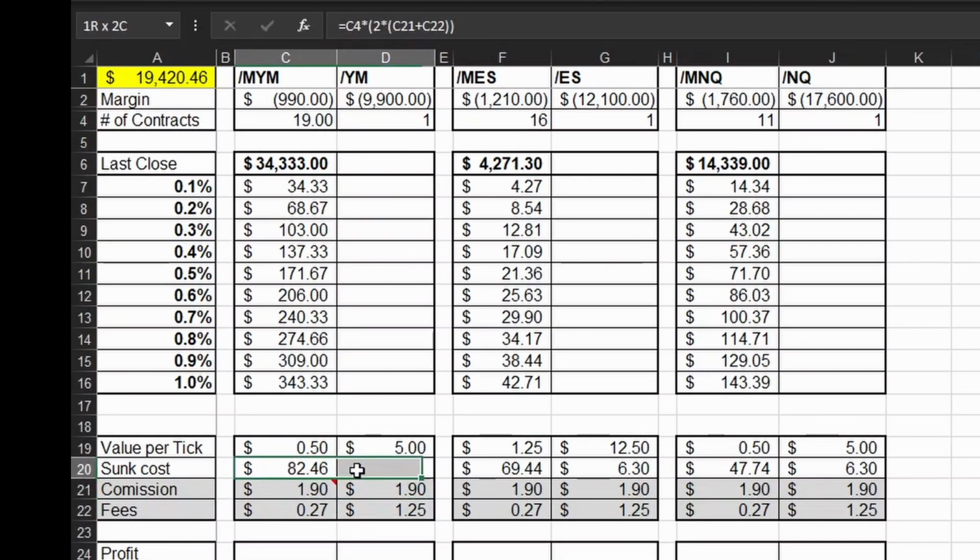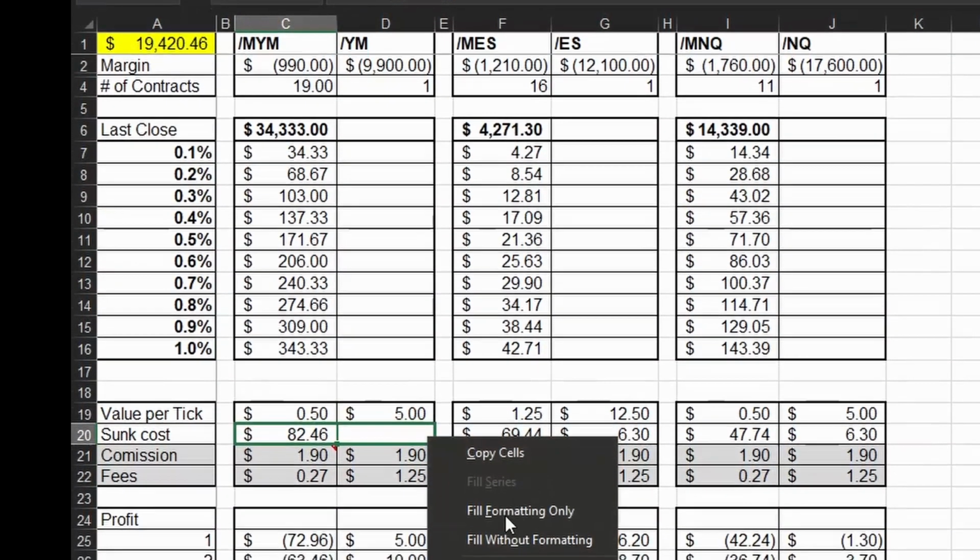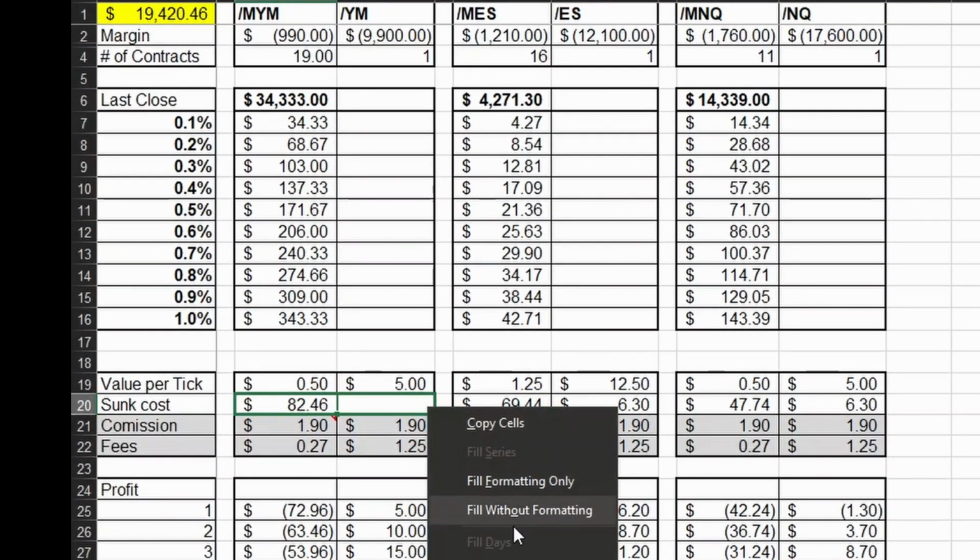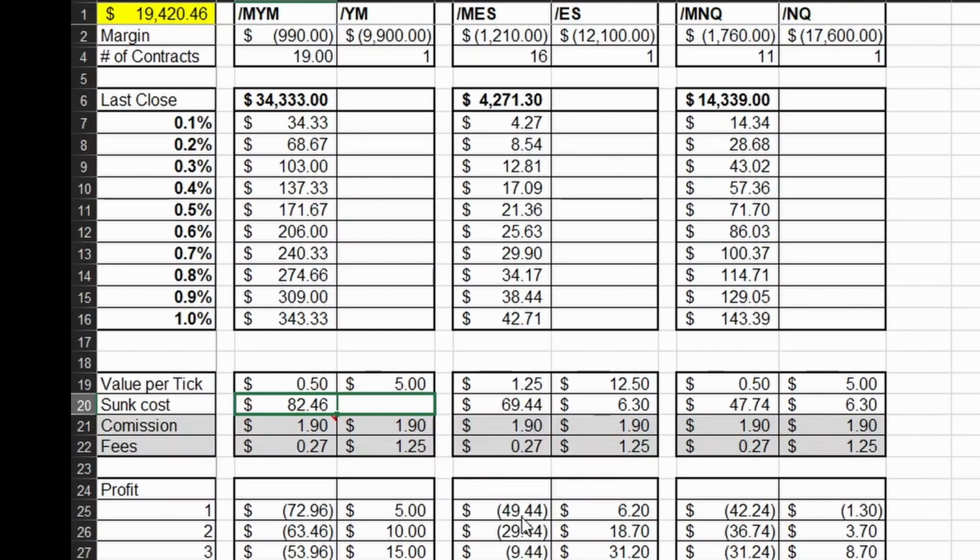One is essentially highlighting it and clicking on Control R, and there's our formula. Another trick is highlighting the cell, clicking with your right button on your mouse and dragging it to the right, and you'll be given a choice: fill with formatting or without formatting. I'm going to do without formatting just because of the border lines. And there you go. So the formula is now there.